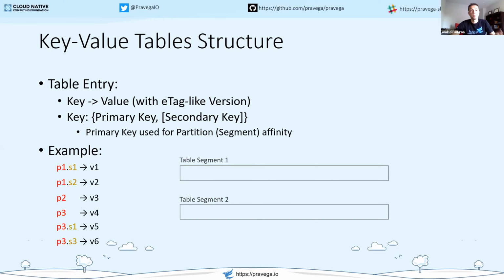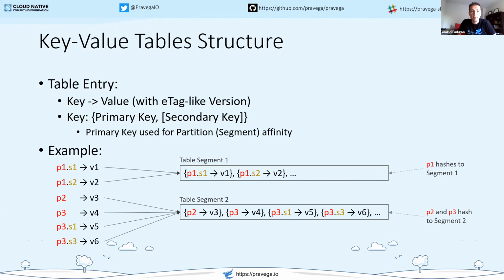And we have 2 segments, table segment 1 and table segment 2. Now, if P1 hashes to segment 1, pretty much they're going to be mapped to table segment 1. And if P2 and P3 map to table segment 2, then those other 4 entries will actually be mapped to those segments, and they're going to be recorded in there. So table segment 2 will be the one responsible for all operations for that one.